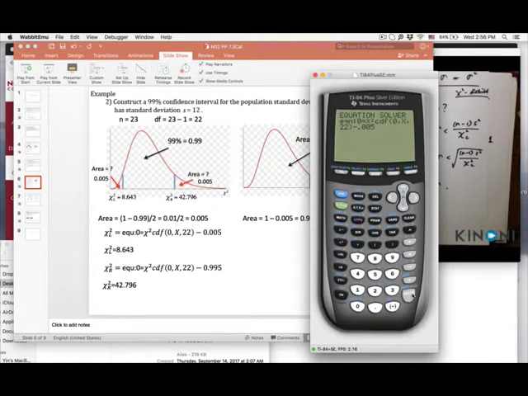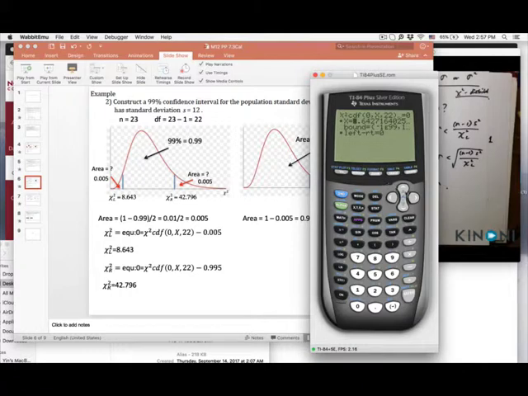Okay, enter. And then click on alpha, enter. You can see it's running. You can see the chi-square to the left, that would be 8.643. Okay, 8.643. Now we're going to find the critical value from the right.